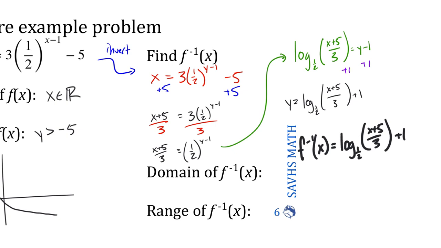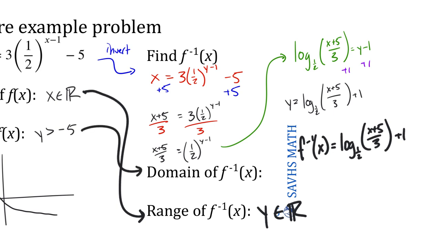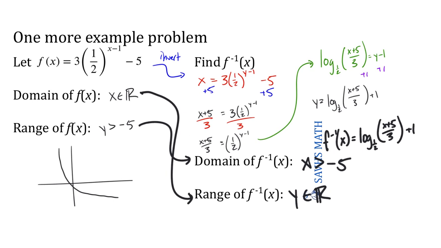And then we can take this domain and make it this range. So it's going to be y is an element of the real numbers. And then the domain becomes the range and the range becomes the domain. So then this is going to be x is greater than -5. Okay, that is it. I'm going to zoom out so you can see my whole problem there.